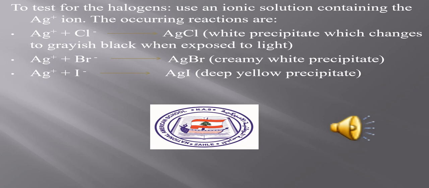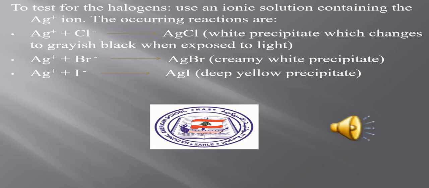Now I think you guys noticed that these three precipitates have different colors. Silver chloride AgCl, once produced, is a white precipitate, but when you expose it to light, it changes color from white to grayish black. Now, silver bromide AgBr is a creamy white precipitate which does not change color when exposed to light. And AgI, which is silver iodide, is a deep yellow precipitate.